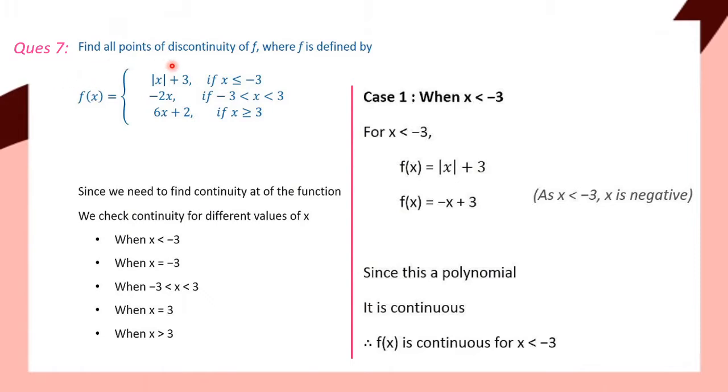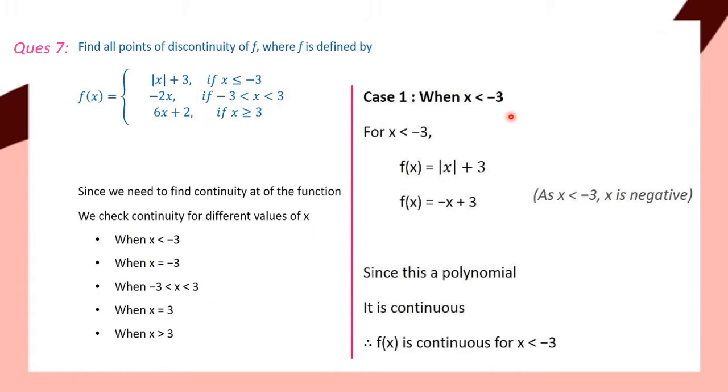7. Find the points of discontinuity of this function. The function is defined like this. We have to check at 5 points. First, when x is less than minus 3; second, when x is equal to minus 3; third case, when x lies in this interval; fourth case, when x is equal to 3; and fifth case, when x is greater than 3. So let's talk about all the cases one by one.